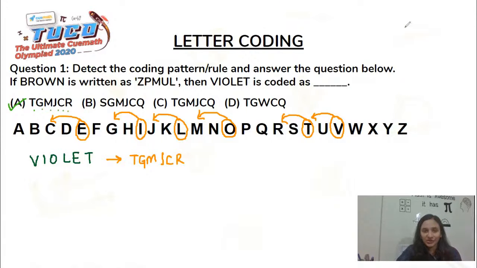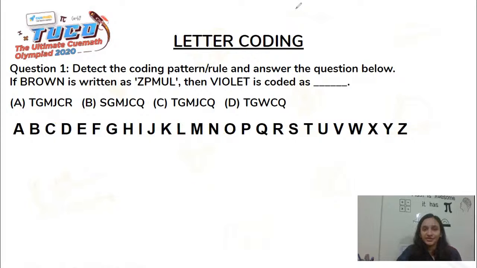I hope you all understood it. The best way of doing any letter coding or decoding is to have the alphabetical series right in front of you. If you do not have that, you can just quickly scribble it on a piece of paper and then try decoding the pattern or the rule on which the coding has been done. Then the same thing can be applied to the word which has been asked to be coded. Hoping that all of you have understood this question. If not, you can always post your doubts in the comment section.